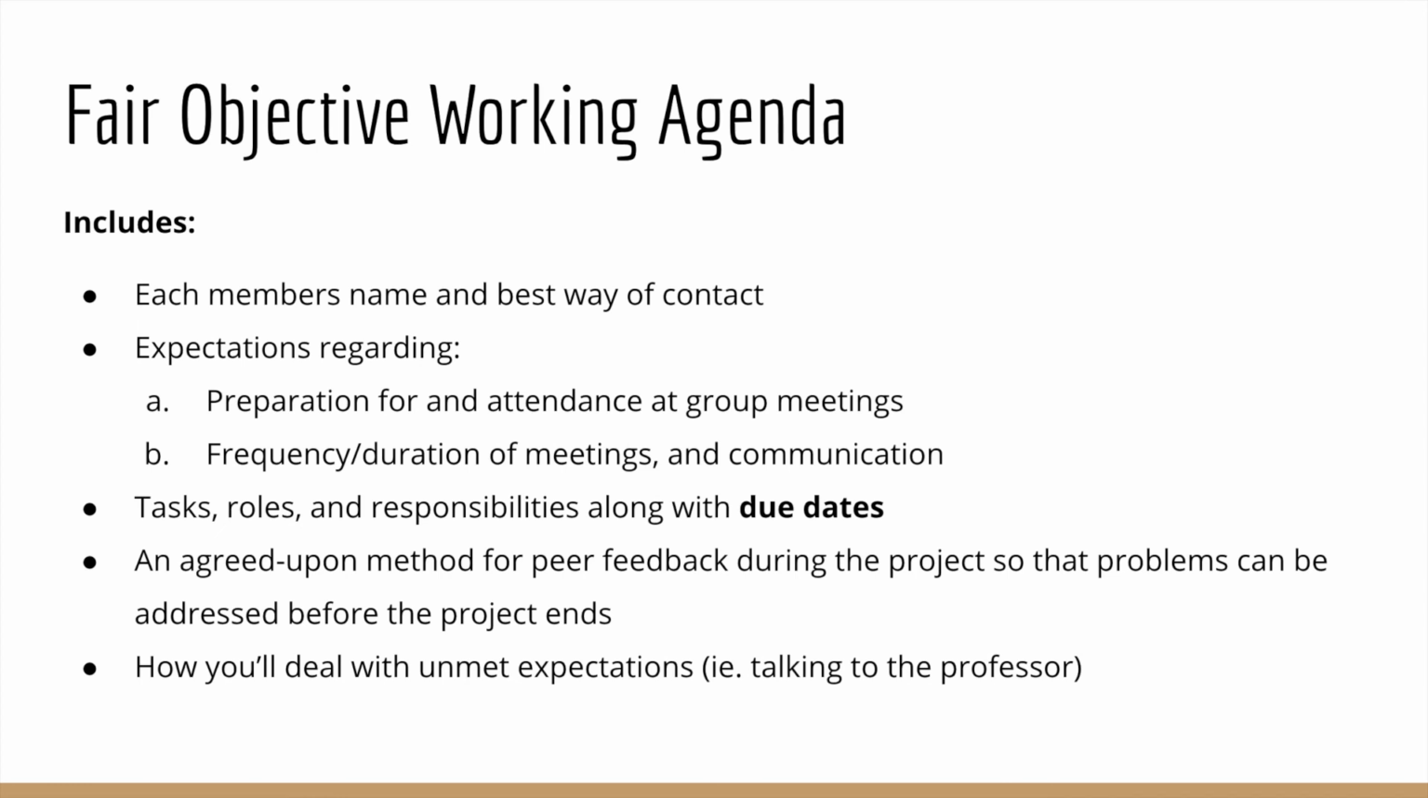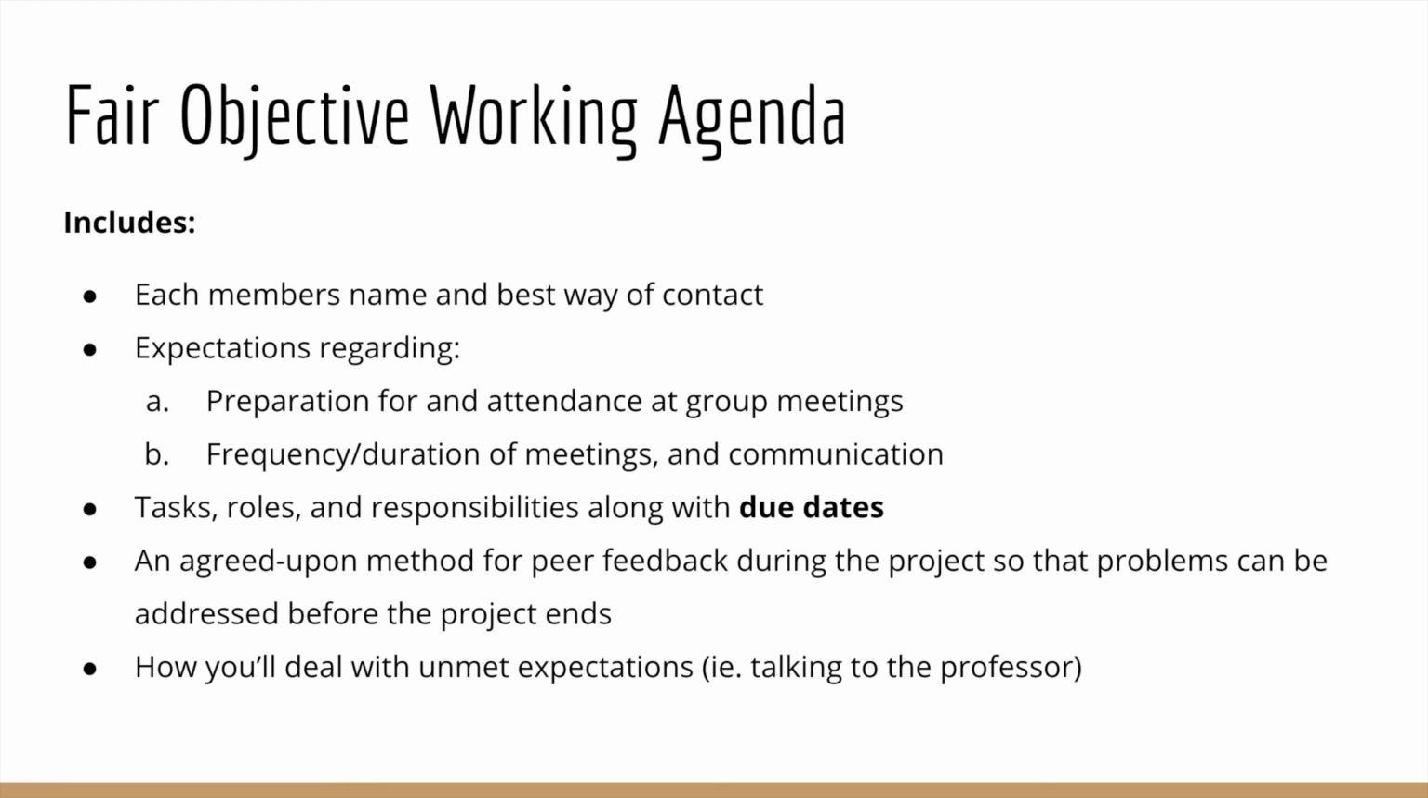Fair objective working agendas are a great way to organize group work projects, ensure the content is distributed evenly, and be aware of what's going on throughout the process. This agenda will hold students accountable for their portion of the project and is a helpful tool in avoiding conflict arising. The fair objective working agenda includes things like each member's name and the best way to contact them, expectations regarding the preparation for and attendance of group meetings, also the frequency and duration of the meetings and communication.